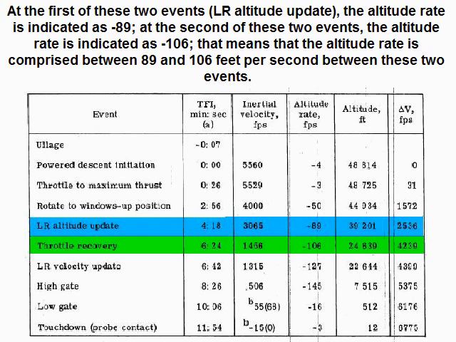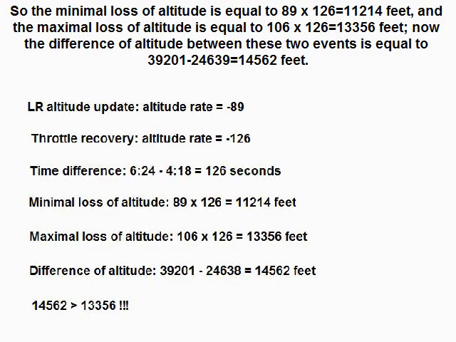At the first of these two events, altitude update, the altitude rate is indicated as minus 89. At the second of these two events, the altitude rate is indicated as minus 106. That means that the altitude rate is comprised between 89 and 106 feet per second between these two events. So the minimal lost altitude is equal to 89 by 126 equals 11214 feet, and the maximal lost altitude is equal to 106 by 126 equals 13356 feet.